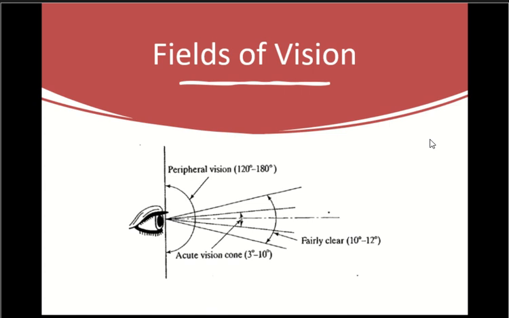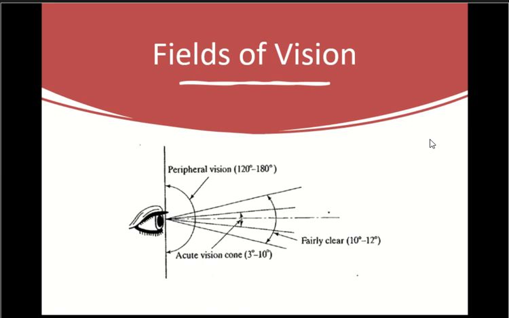Then we have fairly clear vision, which is slightly towards the side of my line of sight. So I'm looking here and the object is slightly away from my line of sight. And the peripheral vision is something that is away from my line of sight. It's totally on the side. So like I said, acute vision is directly in front of me. No problem. Fairly clear vision, slightly on the side, is still no problem. I can still see most of the details of any object which is in the fairly clear vision.